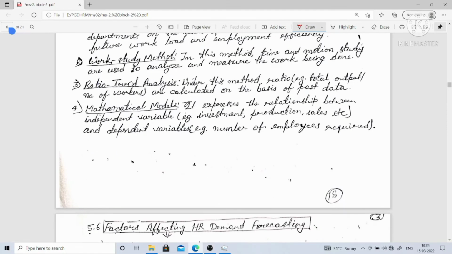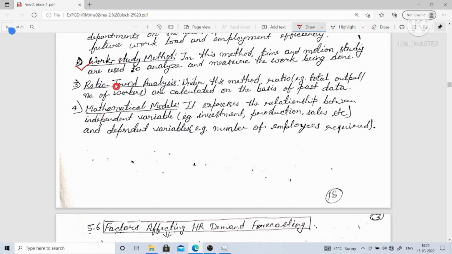Work study method. In this method, time and motion study are used to analyze and measure the work being done. Work study means work is studied by an expert, and then it is measured how many people are going to be required, and according to that, new employees are going to be recruited or laid off.